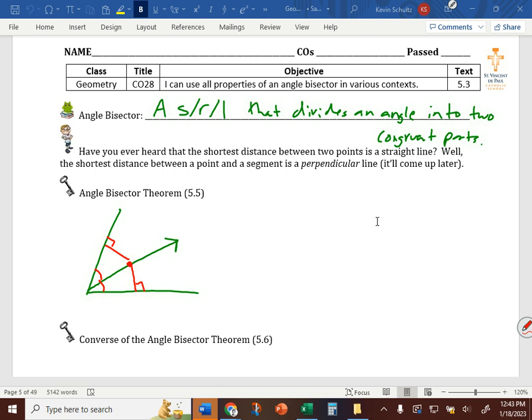So what we know, folks, is that these two segments are equidistant from the point on the angle bisector, and so they are congruent segments. That's what the angle bisector tells us. It bisects the angle into two congruent parts, and any point that is on the angle bisector is equidistant from the sides of the angle. So, write that down. Number one, divides the angle into two congruent angles.